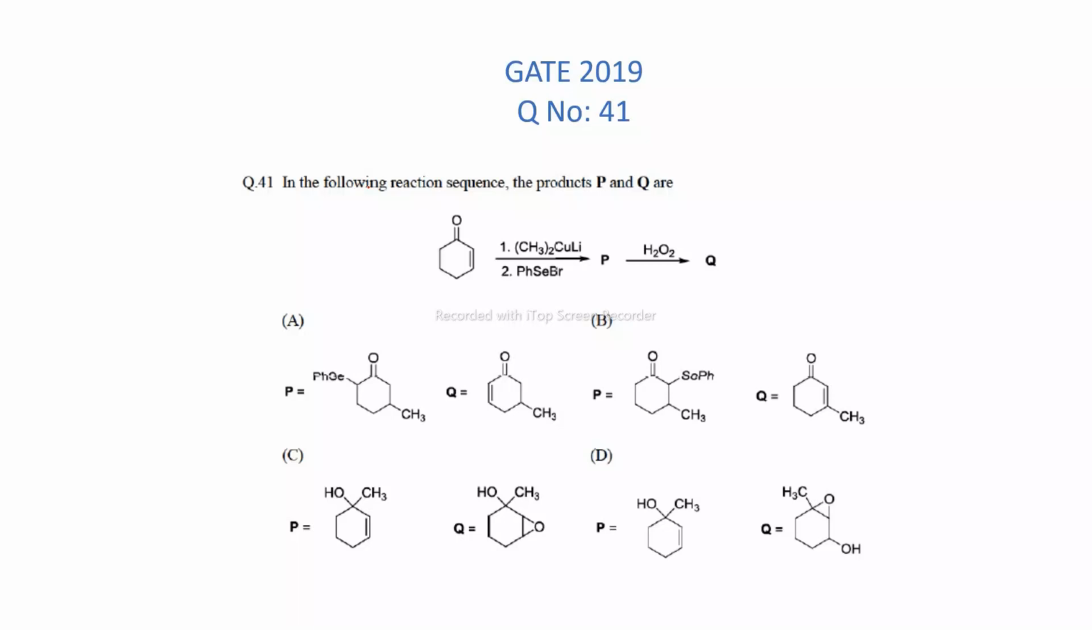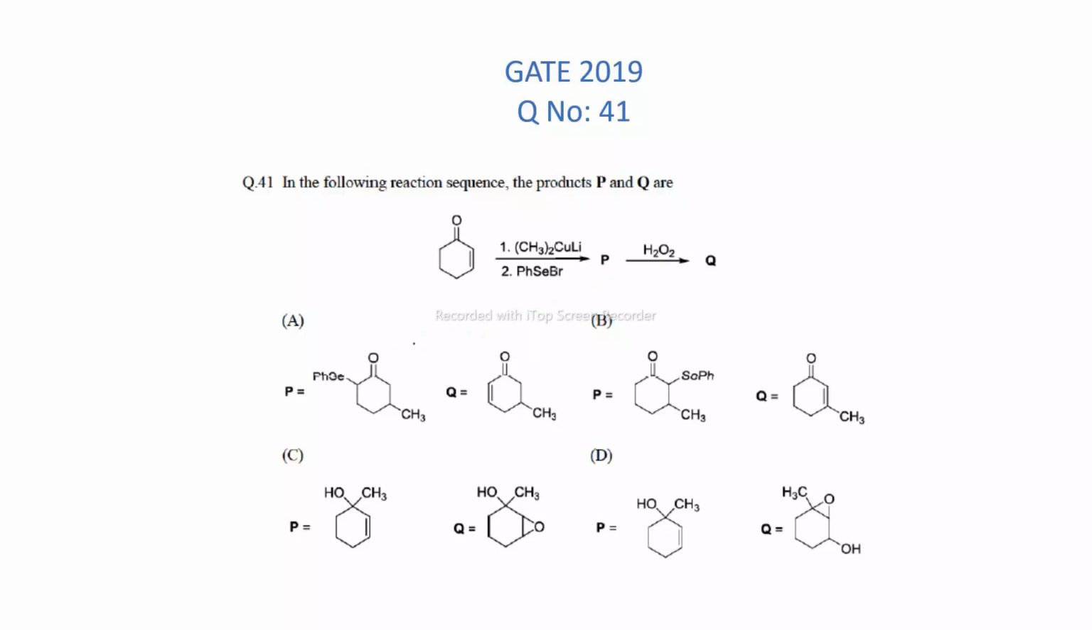Then let me solve it. Now we discuss one question from GATE 2019, question number 41. In the following reaction sequence, the products P and Q are. There is an alpha-beta unsaturated ketone, and first we treat it with methyl copper reagent, and then phenyl selenium bromide, followed by hydrogen peroxide. So we have to find the product.